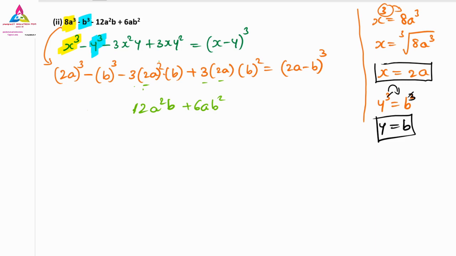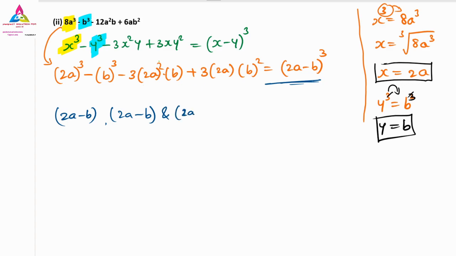This is only for verification, to check whether your answer is correct or wrong. Okay, so lastly, how to write down the final answer: 2a minus b. Because it is a cube, we have to write it 3 times as a factor of the given expression, that is 8a cube minus b cube minus 12a square b plus 6ab square. That is the answer, and this is the completion of the second question.